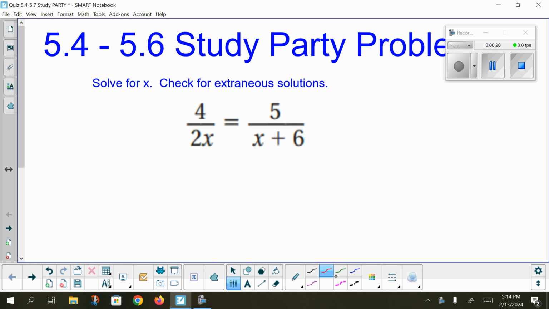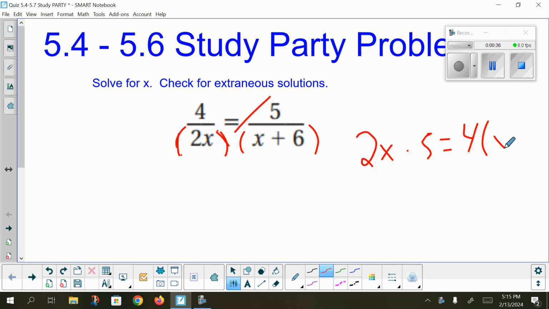There is nothing more. If there was a plus 8, it'd be a totally different strategy, but that plus 8 is not there, and so all we have to do is cross multiply and set a proportion. Sorry, I have a pretty bad stylus here, but we're going to do our best. So it's 2x times 5 equals 4 times x plus 6. You would really just distribute that 4 and solve it like a normal equation.